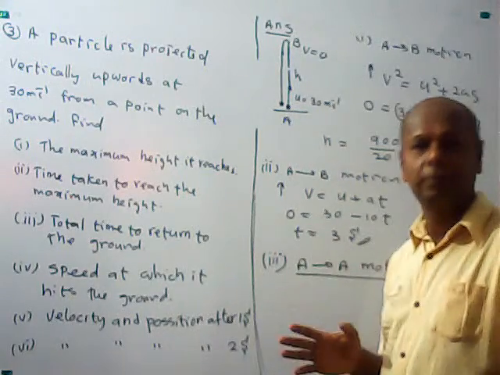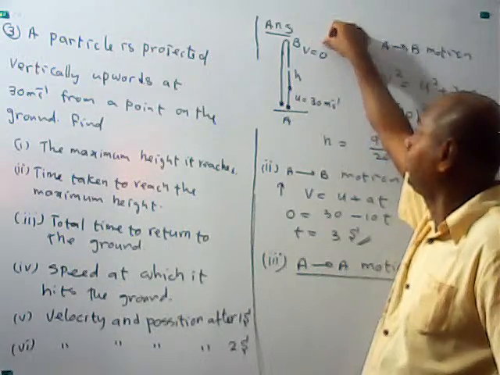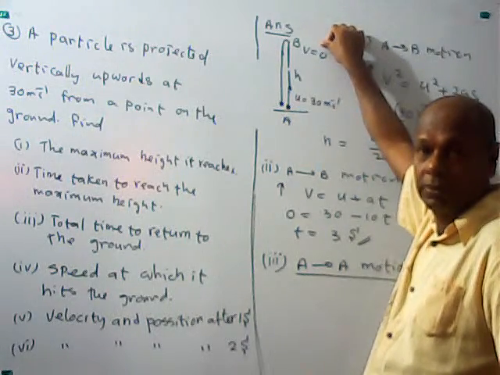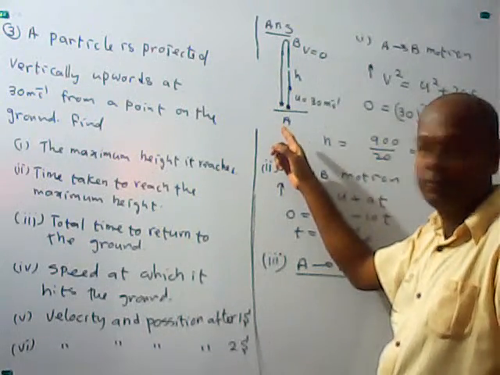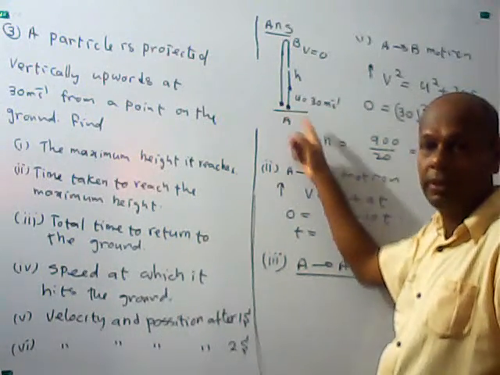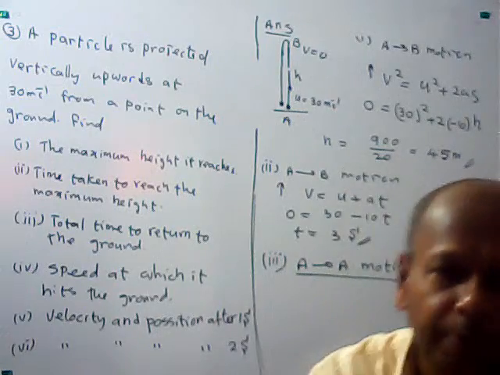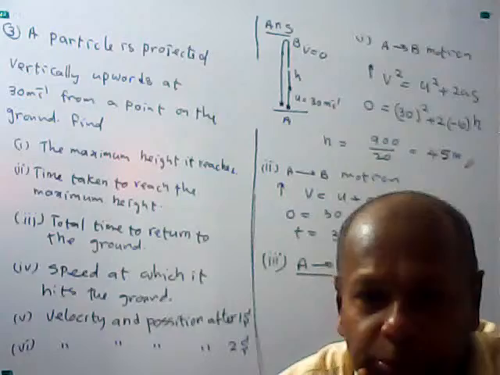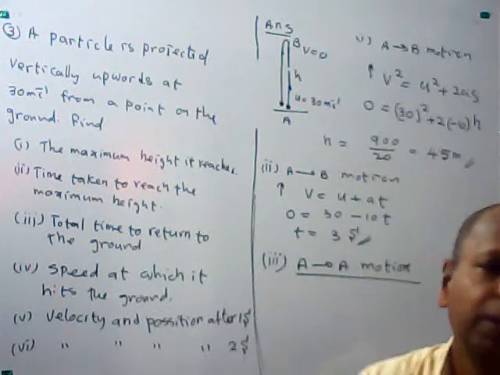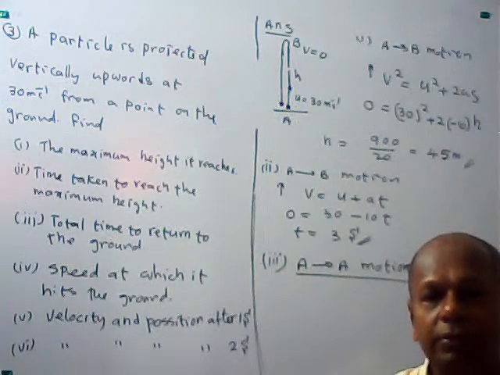We have to consider A to A motion. So what do we use to find the maximum height? We use the fact that velocity is 0 at this point, right? To find the total time, or to apply the formula from A to A, what is the fact that we use? What is special about A to A motion? Anything we can use specially for A to A motion?